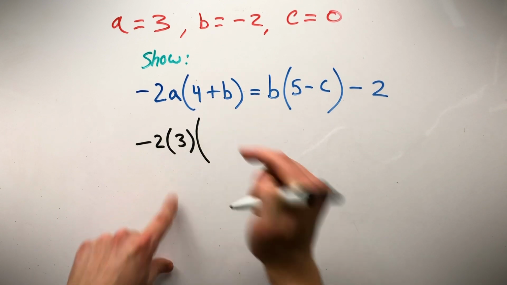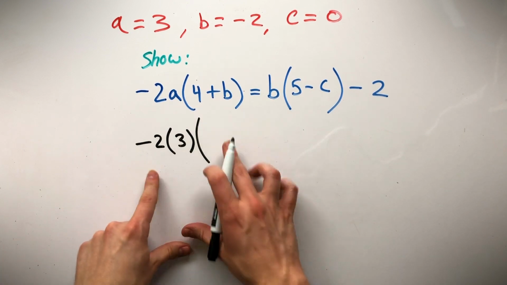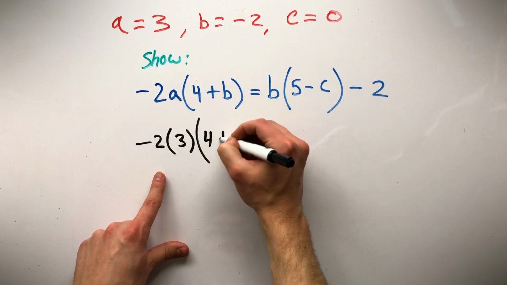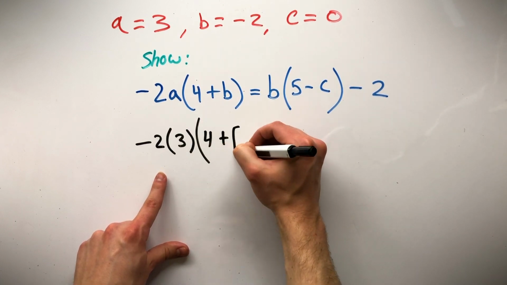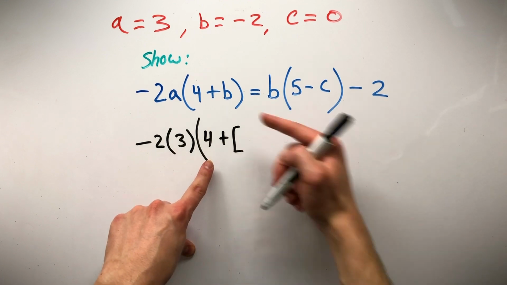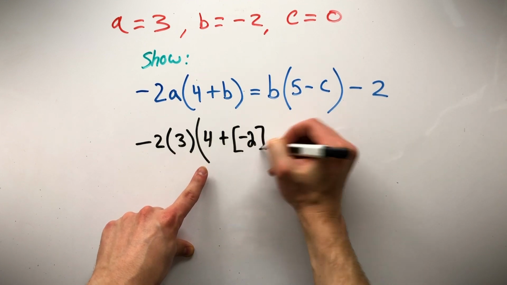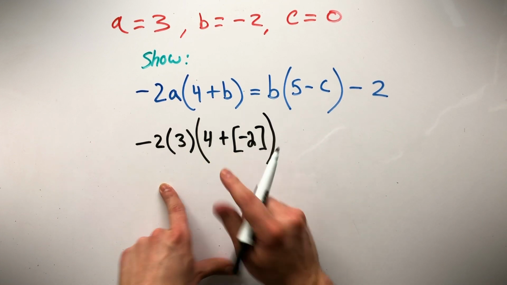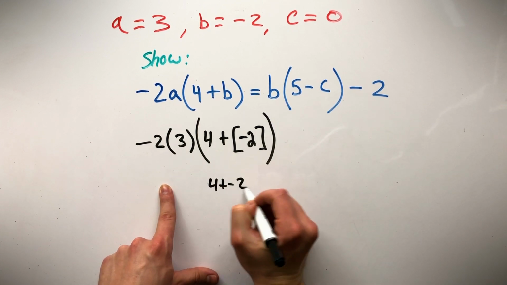Actually, you know what? b comes a little bit sooner right here. So again, I'm just going to rewrite the problem with the new information plugged in. 4 plus, and I'm going to give it a little bracket because it's a parenthesis within a parenthesis. I know b is -2.